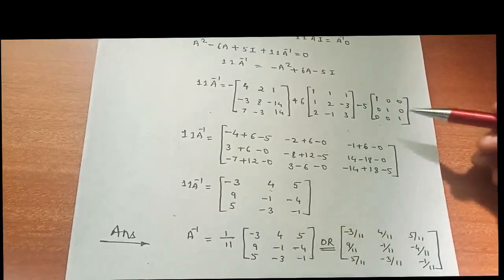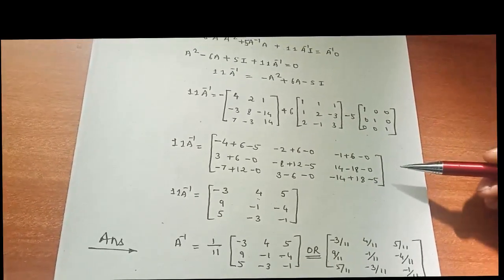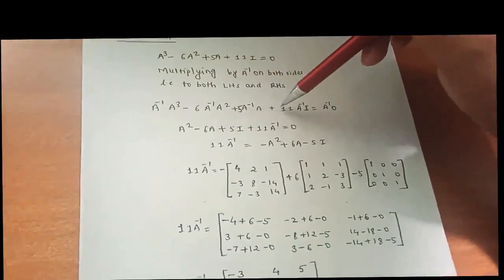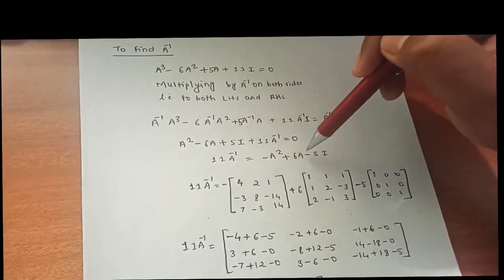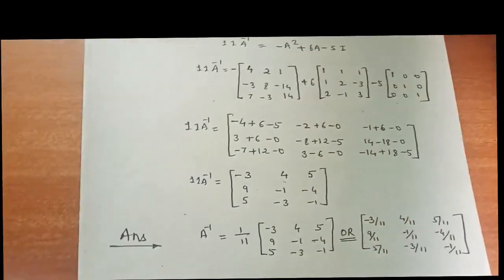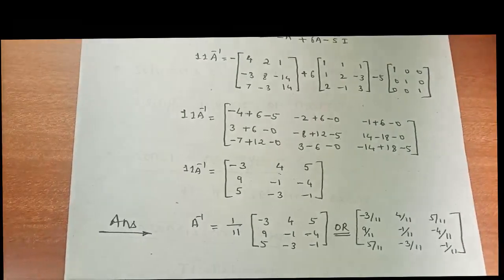So in this way we can also find the inverse, by multiplying the original equation with A inverse and simplifying it. A square, the A value we already know, the I value we know; substitute, and then finally simplify. So this is the way we can also find A inverse.